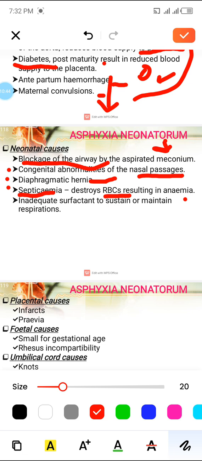Then another issue will be inadequate surfactant. For those who may not know, surfactant is a chemical which is produced in the infant's lungs. When the lungs produce this surfactant, it helps the lungs to expand properly so that oxygen can pass, so there is exchange of gases. But if there is no surfactant, there will be a reduction in the exchange of gases, leading to accumulation of carbon dioxide in the body, leading to hypoxemia or hypoxia. The child will go into what we call asphyxia. Okay.